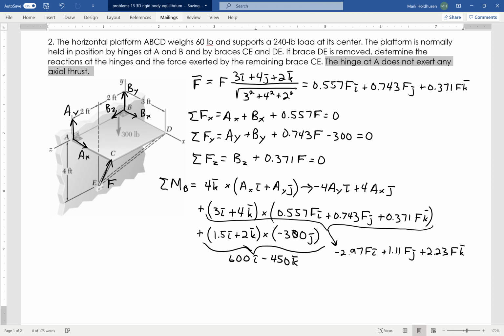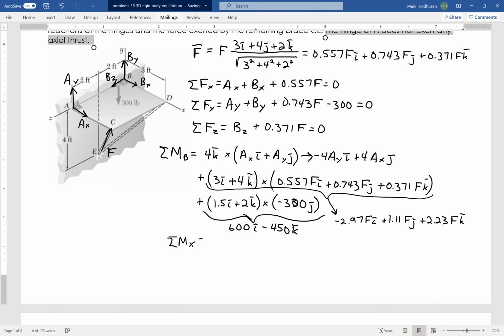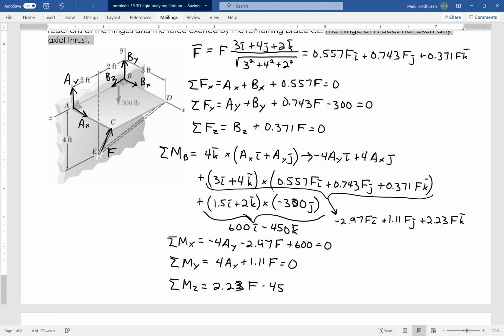Now that I have those values, I can very easily write my X, Y, and Z moment equations. So I just add up all my I components, which will be minus 4ay minus 2.97f plus 600 equals 0. In my y-axis, I get 4ax plus 1.11f equals 0. Just pull out all those j components. And then with my z components, I get 2.23f minus 450 equals 0.